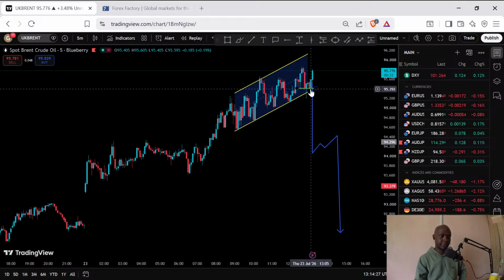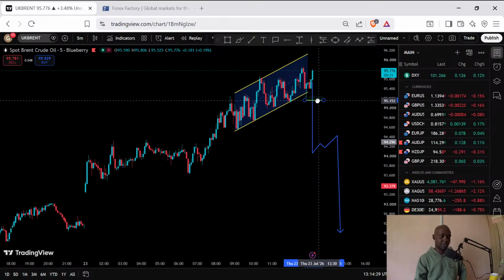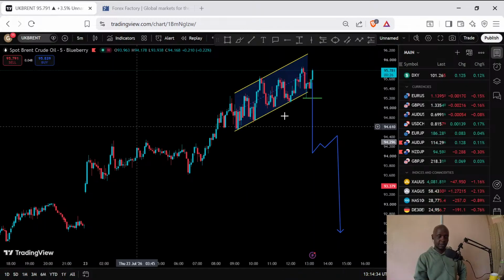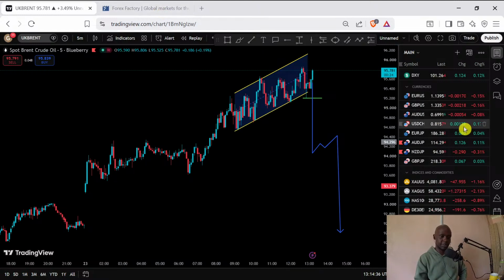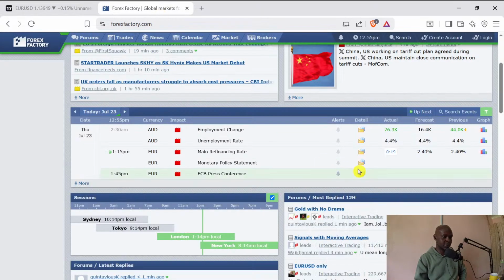So for now, I'm waiting to see how we're going to break this low. We have the release of the ECB main refinancing rate in a few minutes. Let's see how price is going to react on the euro. So in 15 seconds, we're about to get this main refinancing rate and the monetary policy statement. I expect to see some spikes, especially if we get different data from what is forecasted. So 3, 2, 1. Let's see.